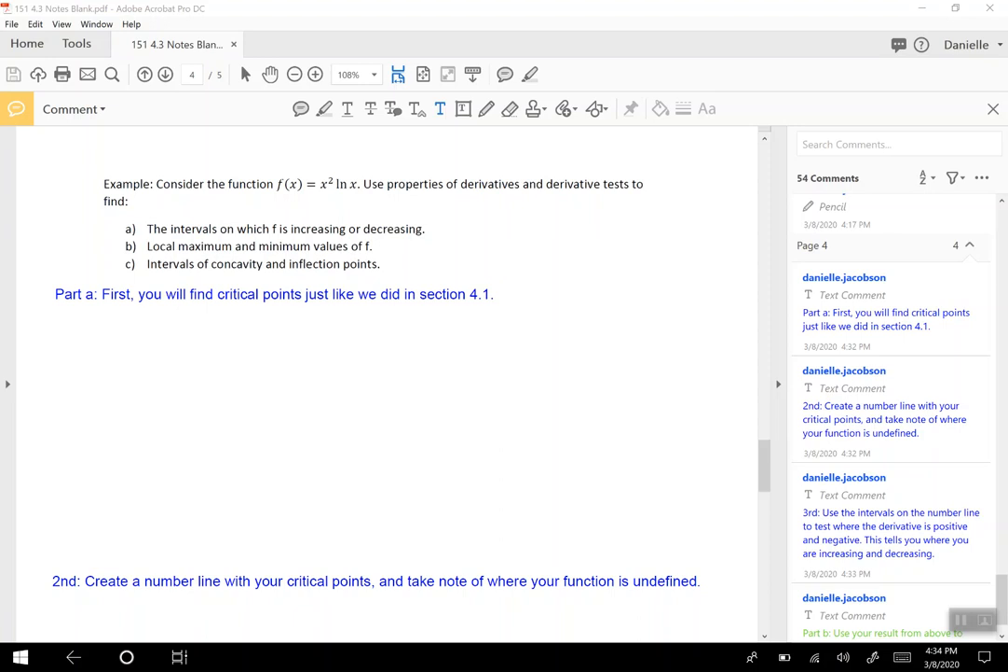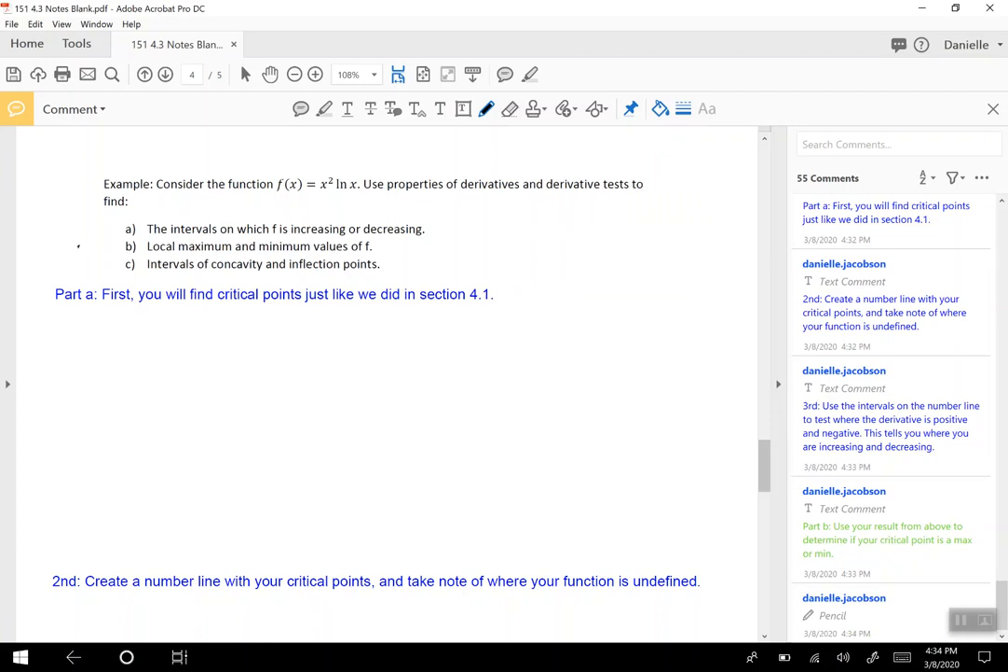So for our example, what we're going to consider is the function x squared times the natural log of x. Okay, and what we're going to do is use the properties of derivatives and the derivative tests we discussed before to find the following. So for part A, we'll find the intervals on which f is increasing or decreasing. In B, we're going to find the local maximum and minimum values of f. And in C, we're going to find intervals of concavity and inflection points.